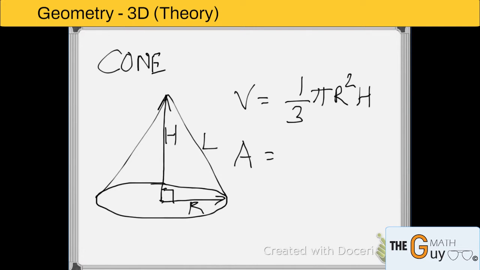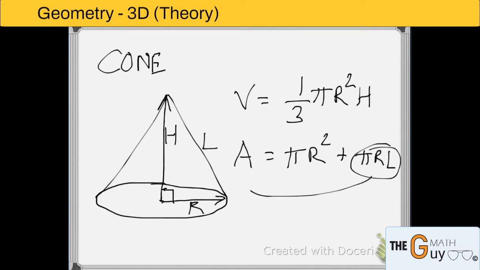Area would be pi r square for the circle at the bottom, and pi r l, which is the area of this curved, pyramidical portion. Pi r square is for the circle at the bottom. Alright, I'm not going to do the derivation, you don't need it. Just remember these two formulae, you'll be fine.